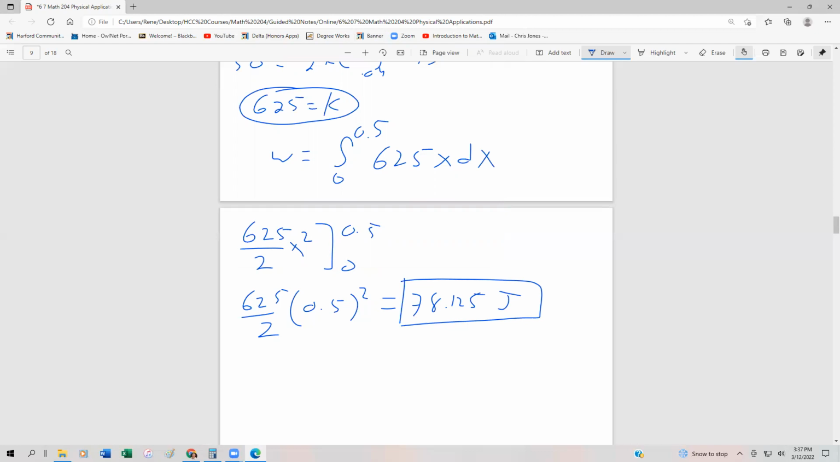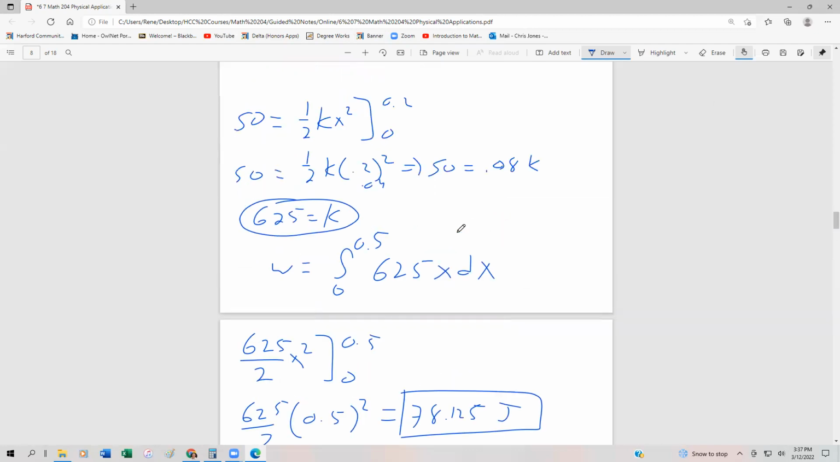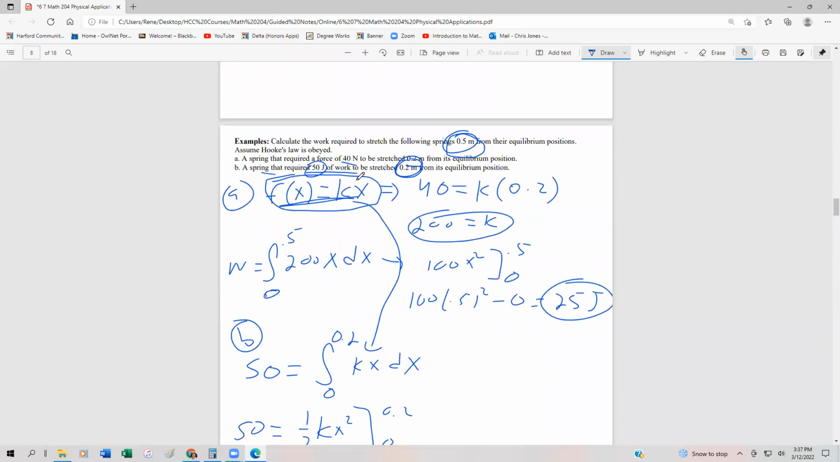So just illustrating how we can go through and try to set up some of these spring problems. Sorry if we have to go in the reverse order where we're given the work.